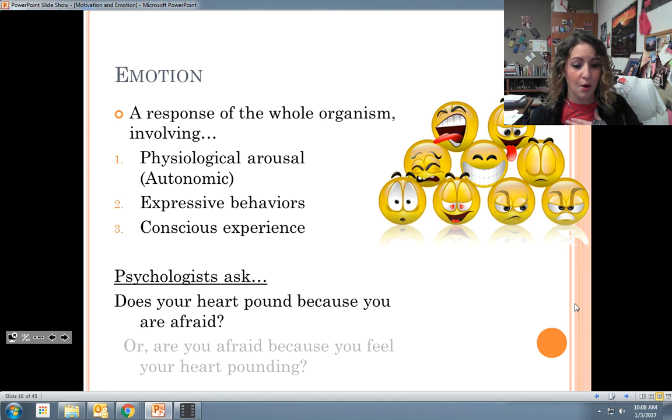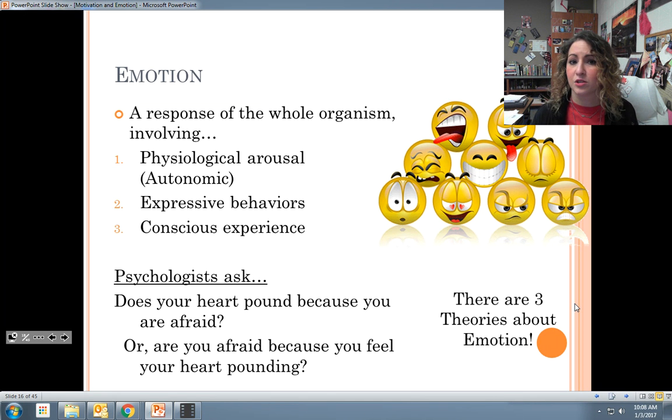So psychologists ask, does your heart pound because you're afraid, or are you afraid because your heart is pounding? There are three responses to this question, and the jury's kind of still out. We don't really know. They're theories. They're not facts. So let's look at the three theories.